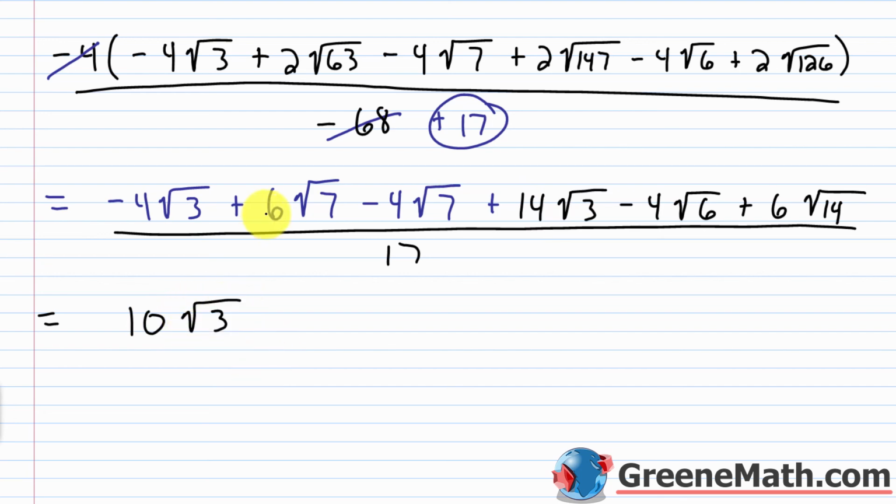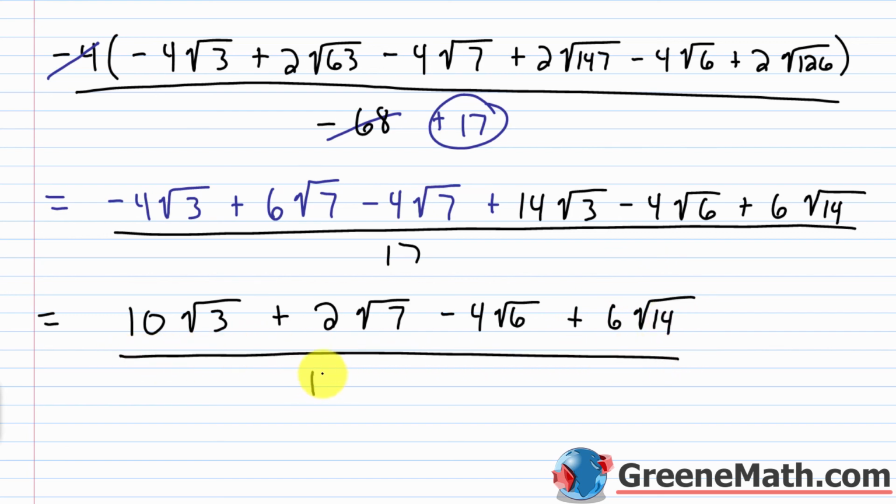Then we've got 6 times the square root of 7 minus 4 times the square root of 7. Those are like radicals. We say that's plus 2 times the square root of 7. Then we have minus 4 times the square root of 6. Nothing we can do with that. And then lastly, plus 6 times the square root of 14. Nothing we can do with that. And then this is all over, again, 17. So that's going to be your final simplified answer. Nothing else we can do here.